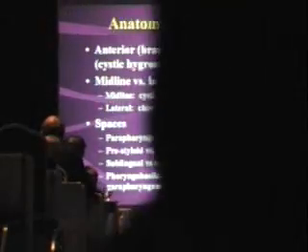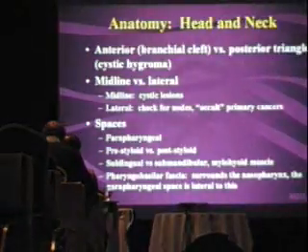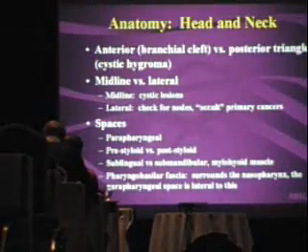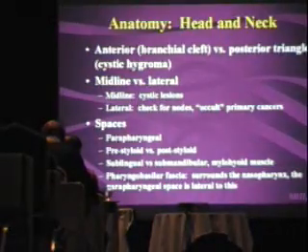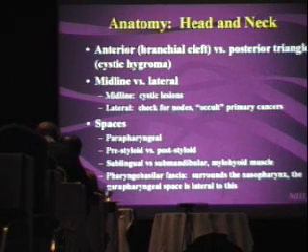For head and neck, you could divide up the neck into anterior and posterior triangles. Branchial cleft cysts are very common in the anterior triangle. Cystic hygroma is pretty much anywhere else. I'm going to tell you how to distinguish them. Pretty much if you see a midline or a parasagittal lesion, there's really only one major thing it could be. Some of you probably already know it, but I won't give it away just yet.